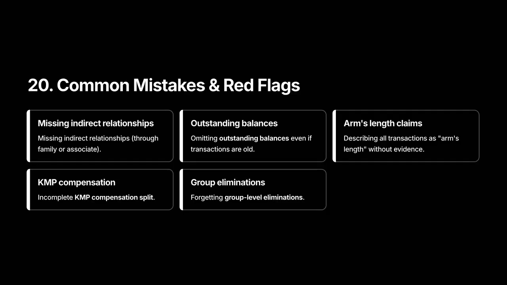20. Common mistakes and red flags. Watch these traps. 1. Missing indirect relationships through family or associates. 2. Omitting year-end balances even for old transactions. 3. Labeling everything arm's length without evidence. 4. Incomplete split of KMP compensation by category. 5. Forgetting group eliminations in consolidated statements. Each omission is a red flag for auditors and regulators.